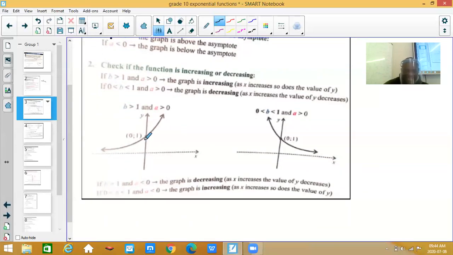Now, like in this case, you analyze whether it is above or below the line of asymptote, and whether it's increasing or decreasing. Any questions pertaining to what I've said so far? Great.